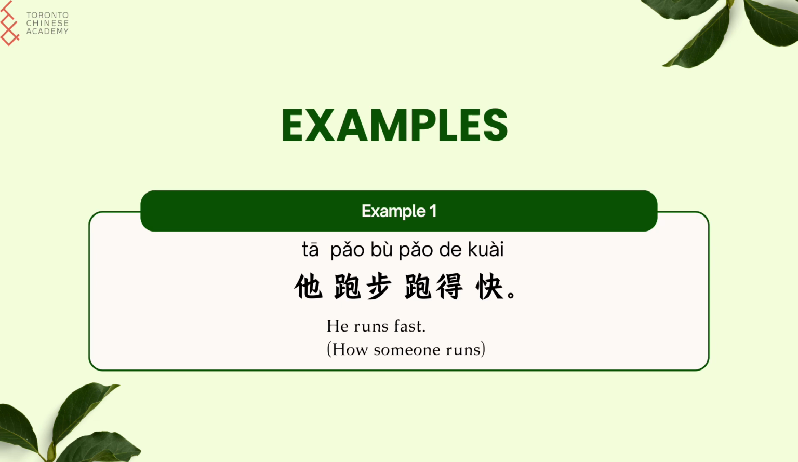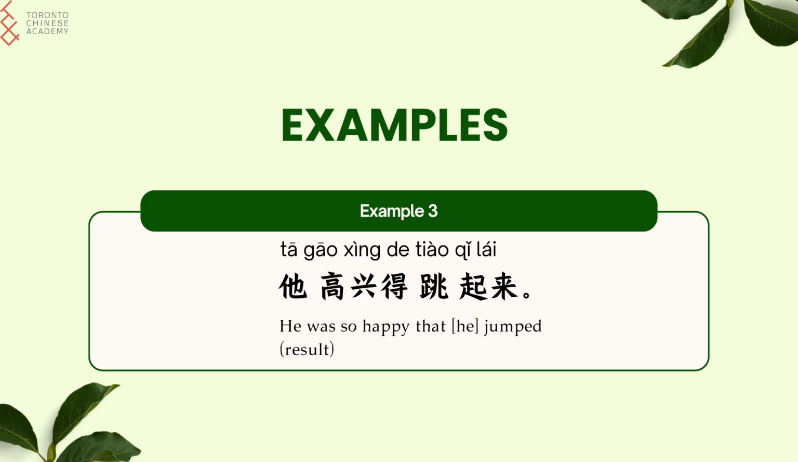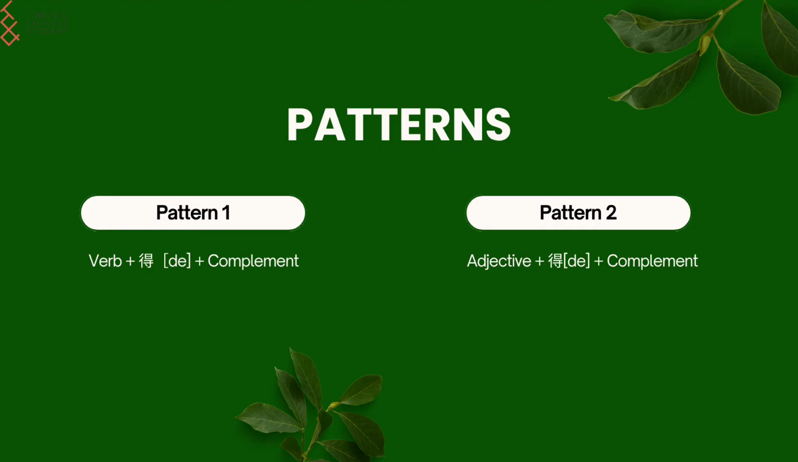他跑步跑得快. He runs fast. This is used to describe how someone runs, or how well someone runs. In a second example, you could say, 他说汉语说得很好. He speaks Mandarin very well. This specifically describes the manner of how someone speaks. In a third example, you could say, 他高兴地跳起来. He was so happy that he jumped. This describes a result.